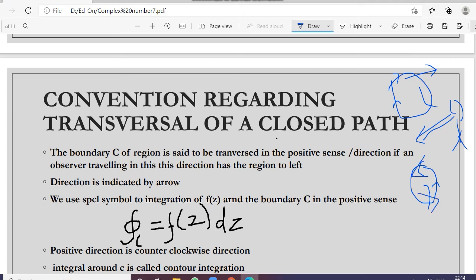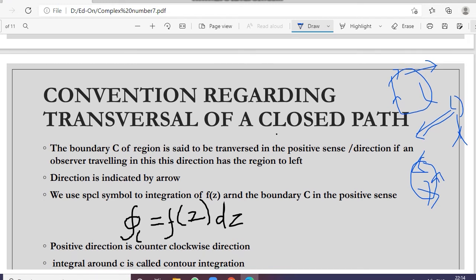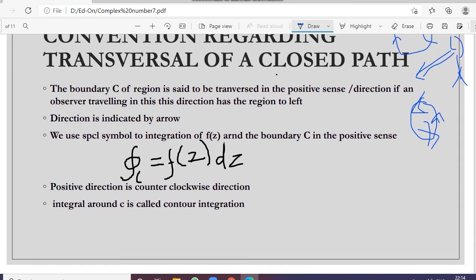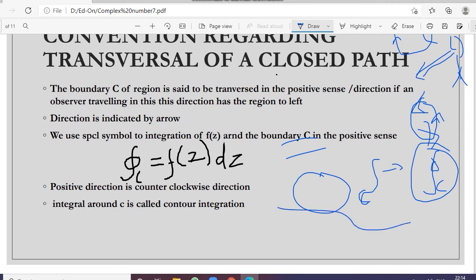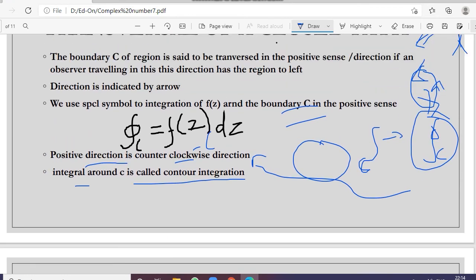We use a special symbol to integrate. We know that if a curve is closed, then instead of writing it as curve C, we can write it as closed curve C, and this is called contour integration. The positive direction is the left side, and the integral around it is called contour integration. See, this is the contour integral of f(z) dz.